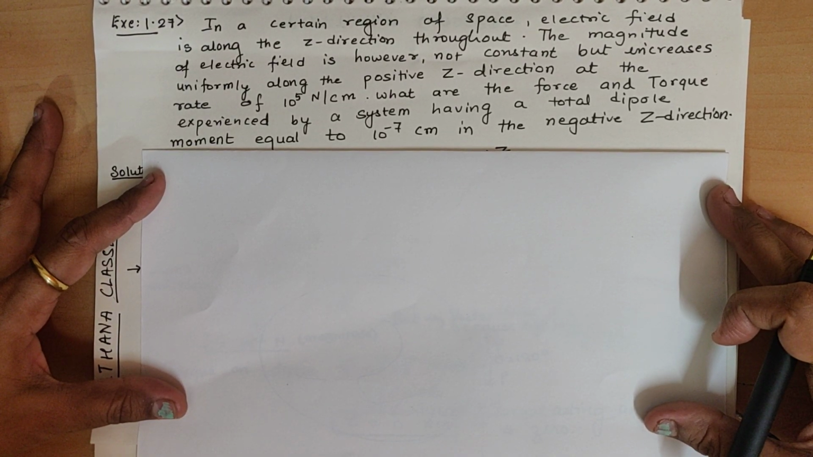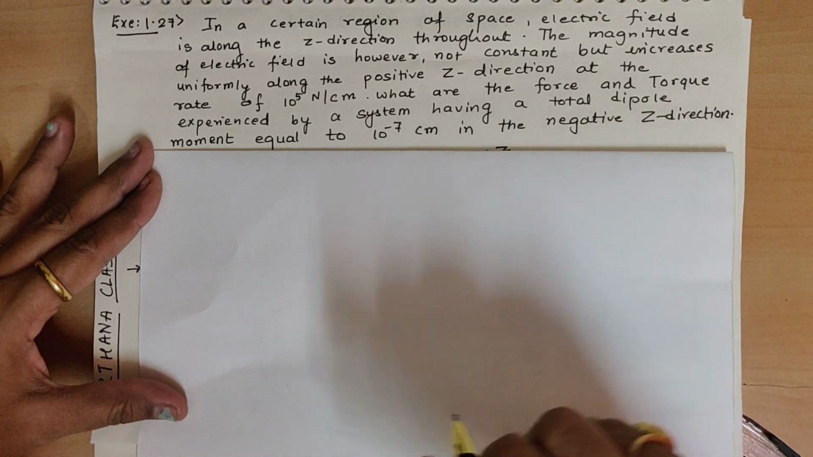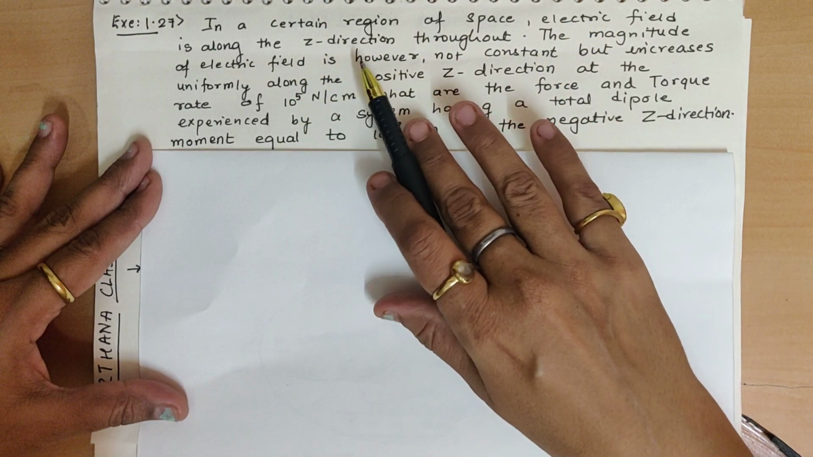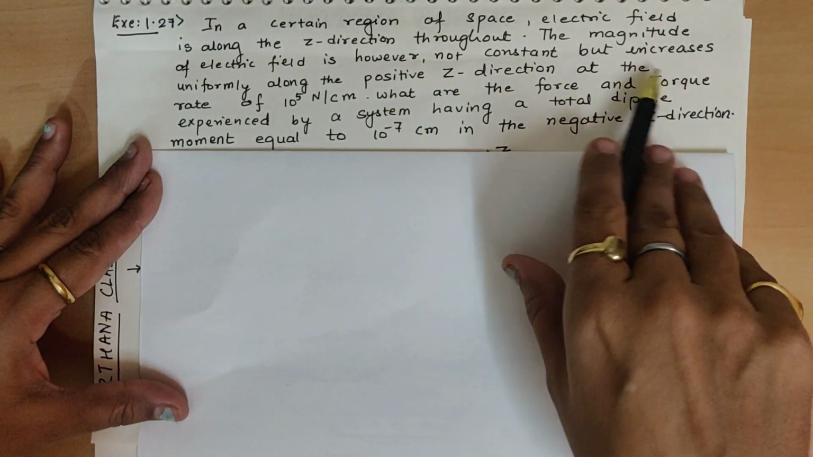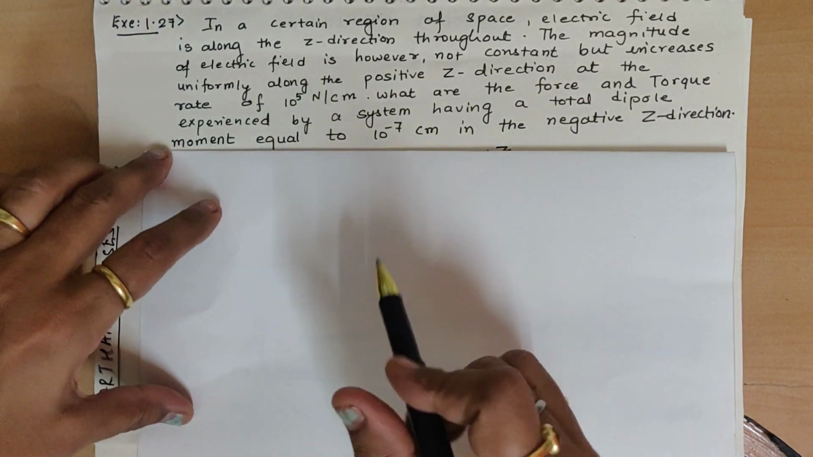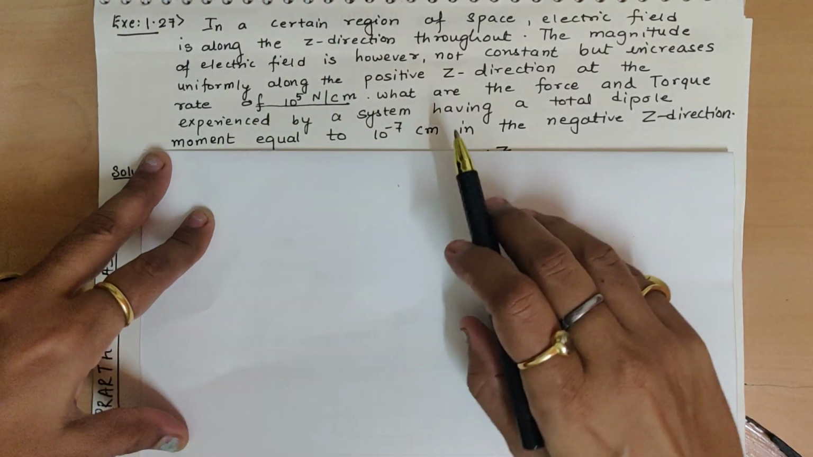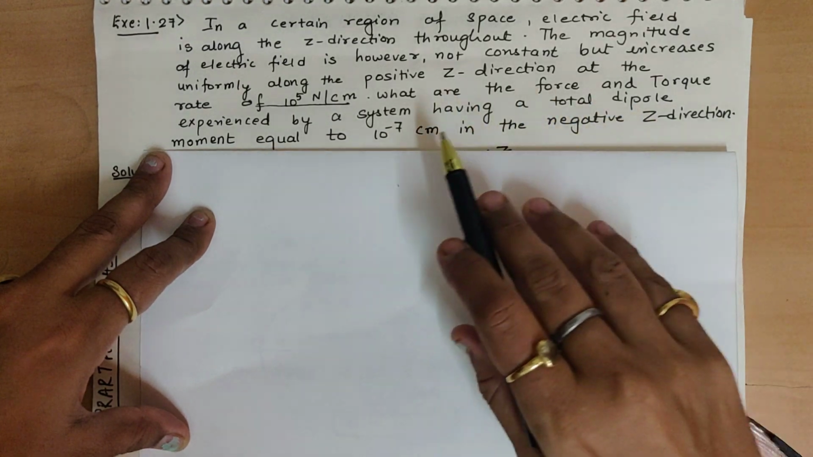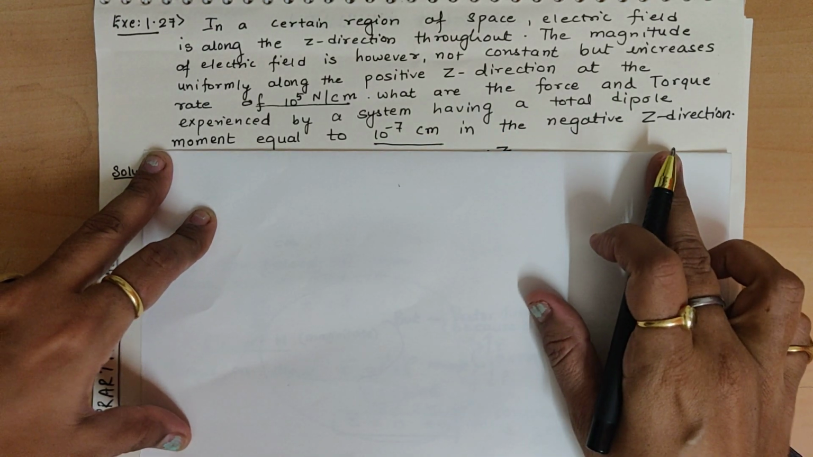चलिए अब हम करेंगे एडिशनल एक्सरसाइज में से नेक्स्ट क्वेश्चन, दैट इज़ 1.27. Now the question is, in a certain region of the space, electric field is along the z direction throughout. The magnitude of an electric field is however not constant but increases uniformly along the positive z direction at the rate of 10 raised to 5 Newton per coulomb meter. What are the forces and the torque experienced by the system having a total dipole moment equal to 10 raised to minus 7 coulomb meter in the negative z direction?